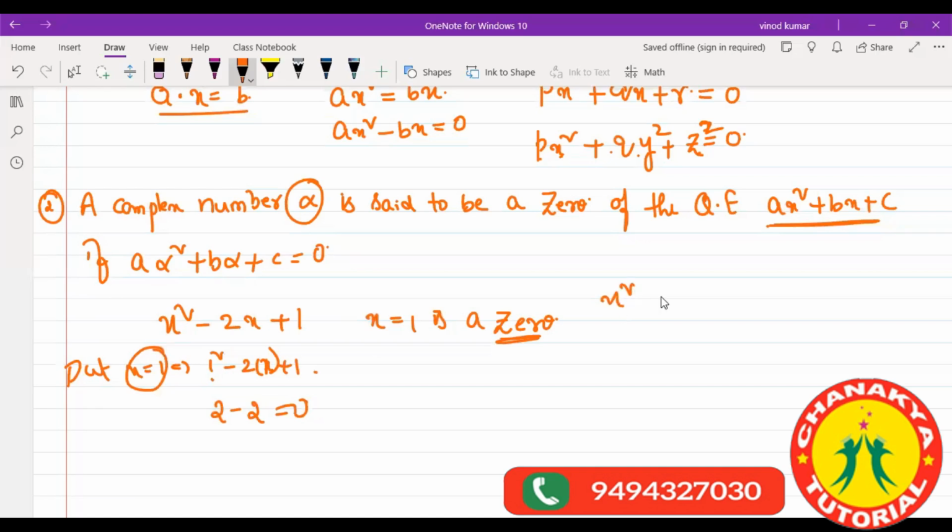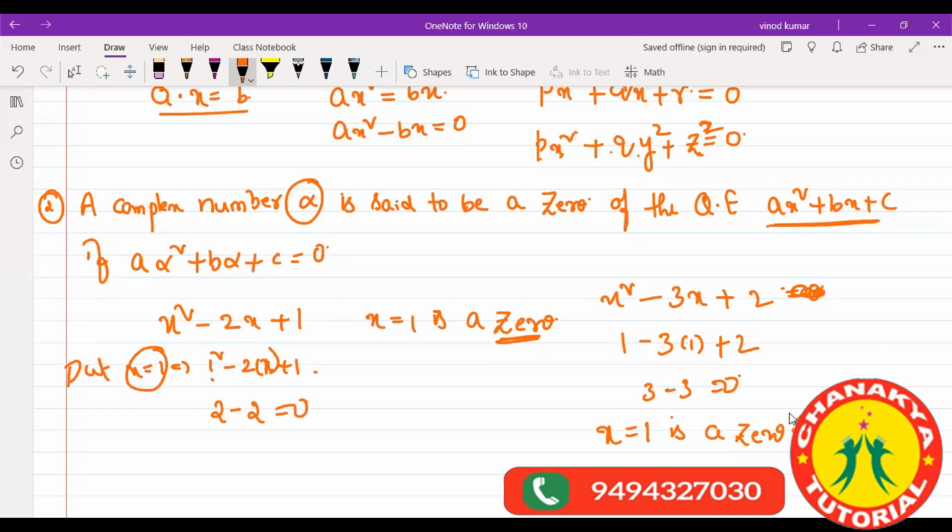Suppose x square minus 3x plus 2 equal to 0. What is the zero of this? We are taking any value, suppose 1. Put x equals 1: 1 minus 3 into 1 plus 2. 1 plus 2 is 3, 3 minus 3 equal to 0. Therefore, x equals 1 is a zero of the given quadratic expression.